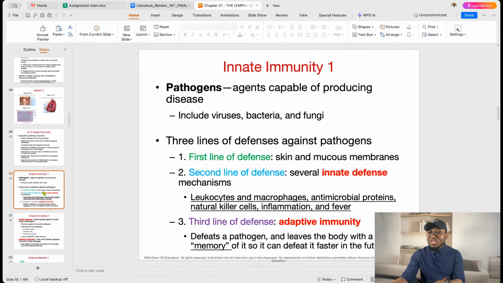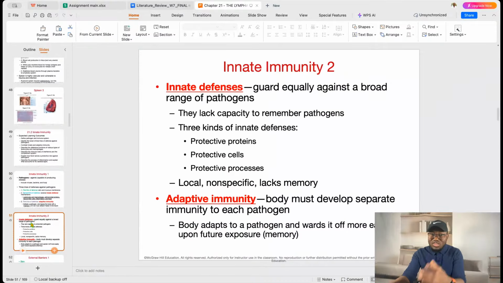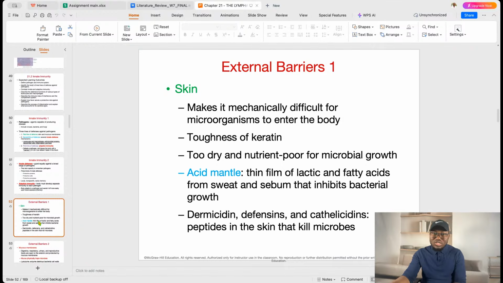Now, this is innate immunity. All right? A lot of pathogens, viruses, bacteria, fungi, and there are lines of defense. We have the first line, second line, and third line. You must know what each line involves. In the exam, if they ask you, the skin is what line of defense? You tell them first line of defense. All right? Then adaptive immunity is the third line of defense. Why? Because it has memory. It can remember that infection. Extremely important. All right? So this is where they classically differentiate the two of them. So you need to also understand that.